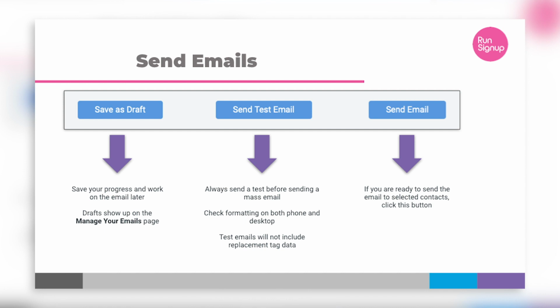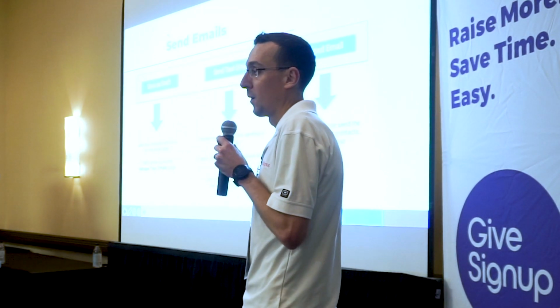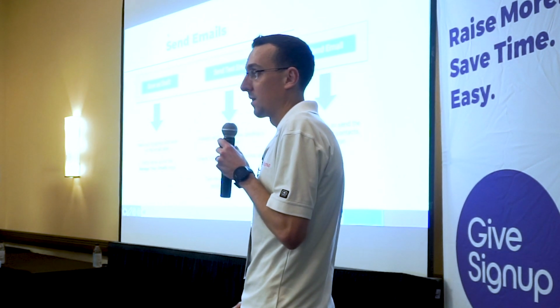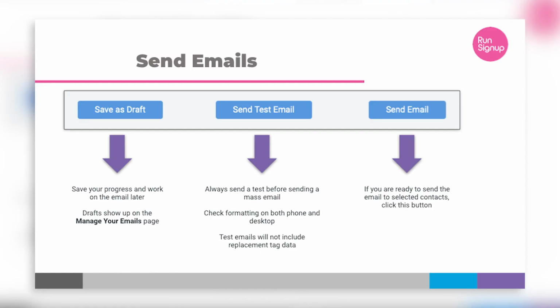You can also send a test email, but that's not going to include your replacement tags. But you can see what it looks like as it's shrunk down on your phone, or as it's going to display on your computer. And most of your participants are probably going to see the emails on their phone, so you definitely want to test it to make sure it's clear on your phone as well. And then obviously just send the email immediately.